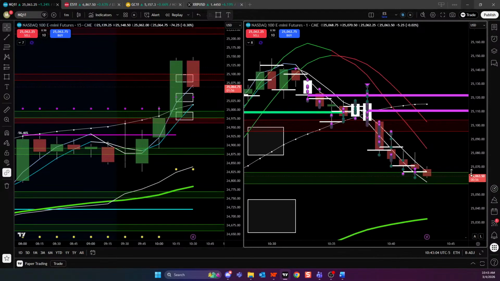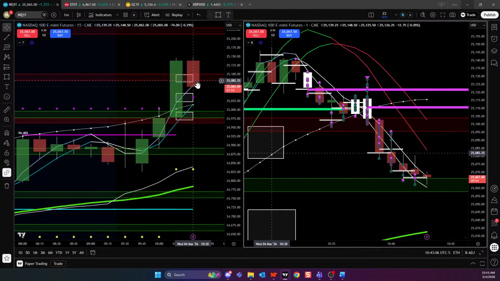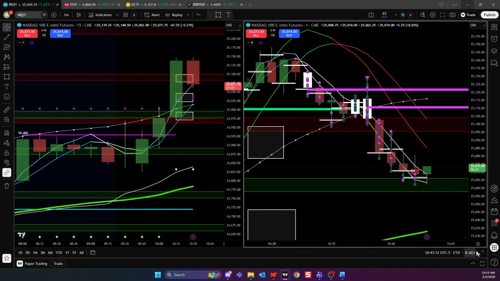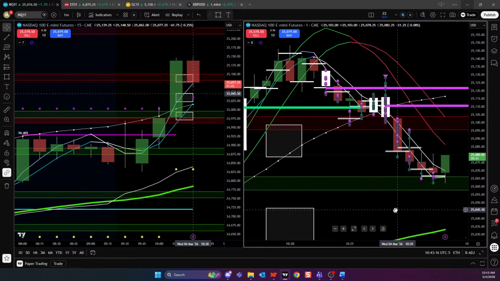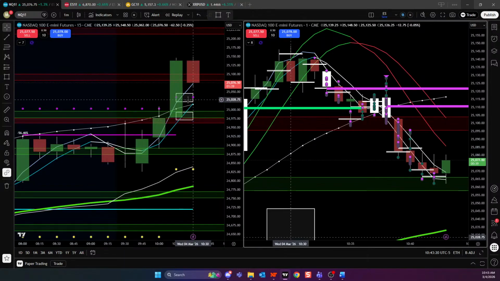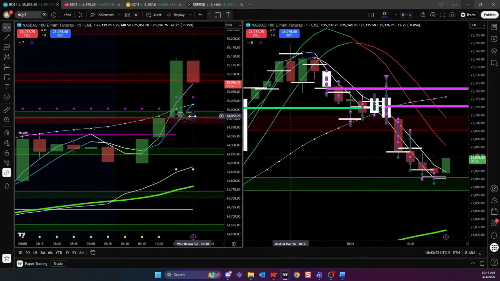Would need a close above right here. That would give 82. That would give about 10 points to come back up and test, right? But we've got 46 seconds until we know if the rules are met. Triggers are up.